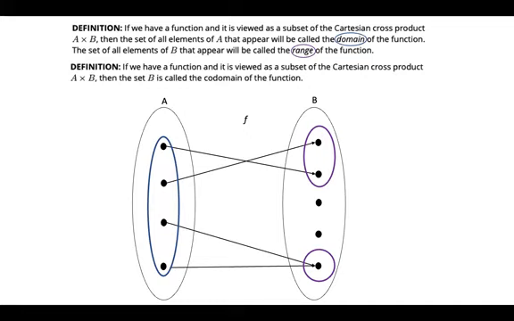Next definition is that if we have a function and it is viewed as a subset of the Cartesian cross product A cross B, then the set B is called the codomain of the function. So B, when all elements in B are used, is known as the codomain of the function.